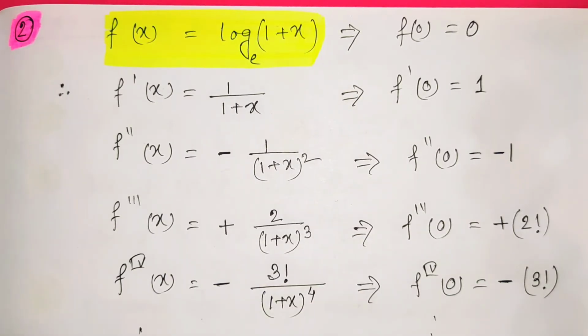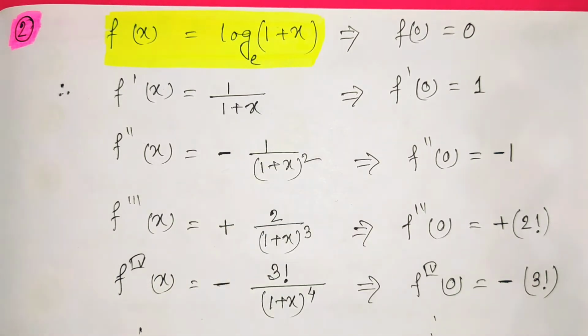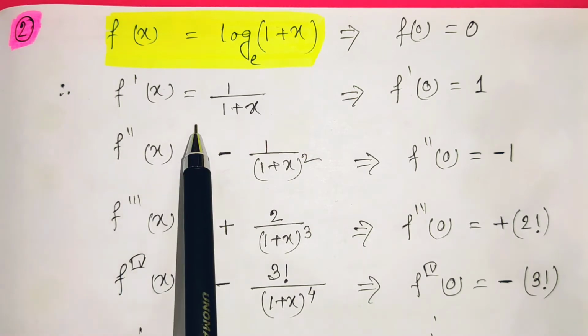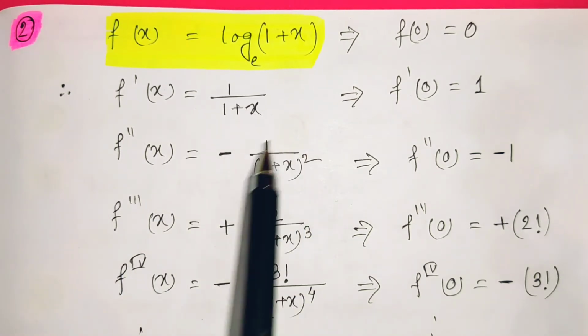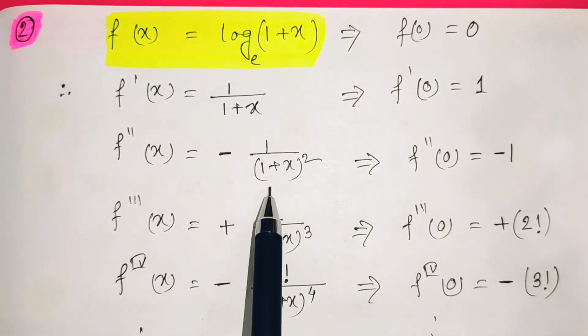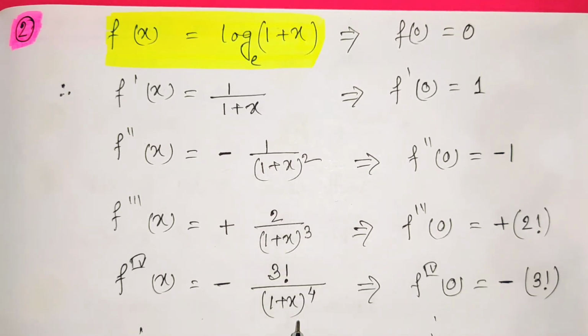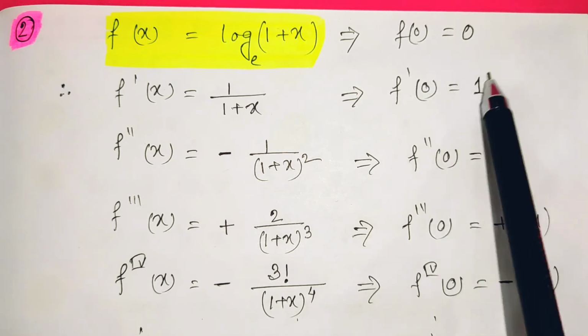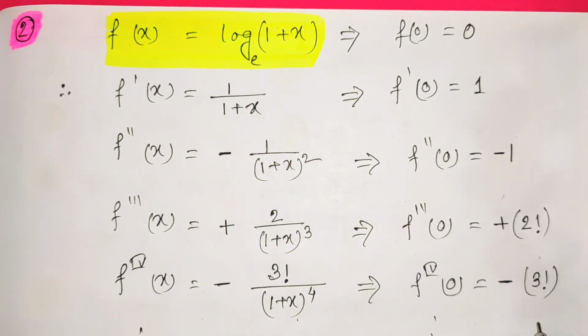Next, we will do the log function. So the given function is f x equals log of 1 plus x. If we take the derivative of this function, then we find the first derivative is 1 divided by 1 plus x, the second one is minus 1 by 1 plus x square, and in this way it will progress. At the point 0, that means when x equals 0, their functional values are defined in this way.